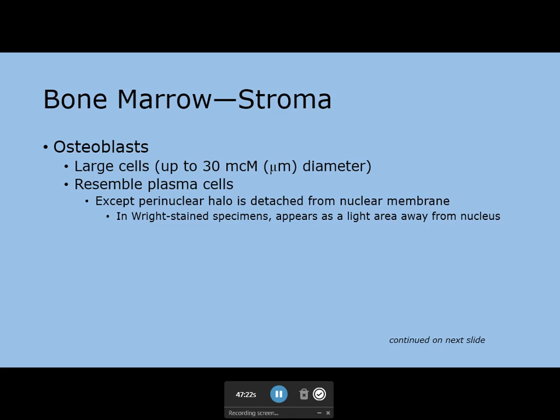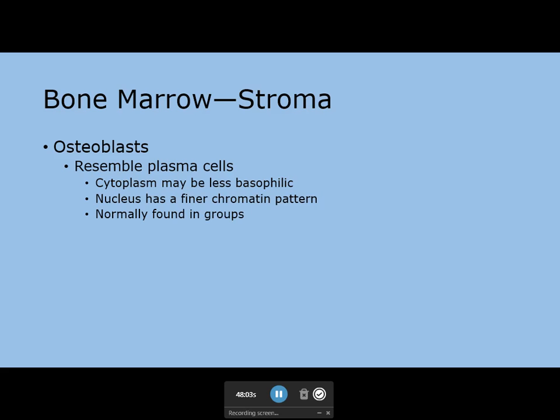Right? So these cells are usually very, very large, up to 30 microns, which is a micrometer, same thing. They do resemble plasma cells. The only difference is the perinuclear halo, which is the endoplasmic reticulum. You guys remember endoplasmic reticulum from cell biology? Sometimes it can be the Golgi apparatus. Basically, it doesn't stain the same color as the rest of the cytoplasm. It's like a white looking color. A lot of times it's really distinct because it's right at the edge of the nucleus. But the difference between it and a plasma cell is that in an osteoblast, it tends to be further away from the nucleus. And I think I've got some pictures to show you in just a second.